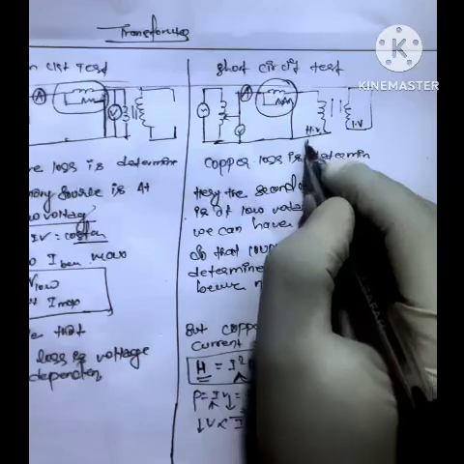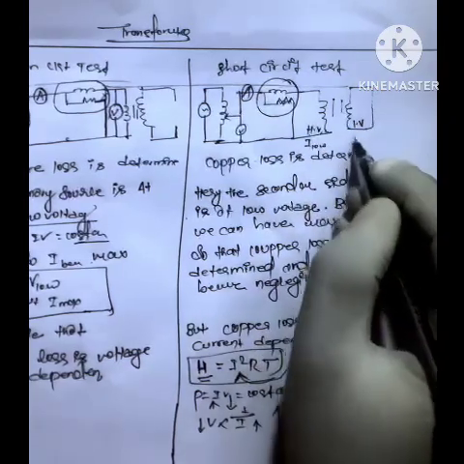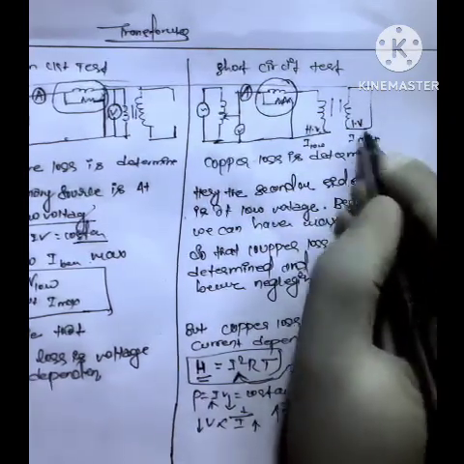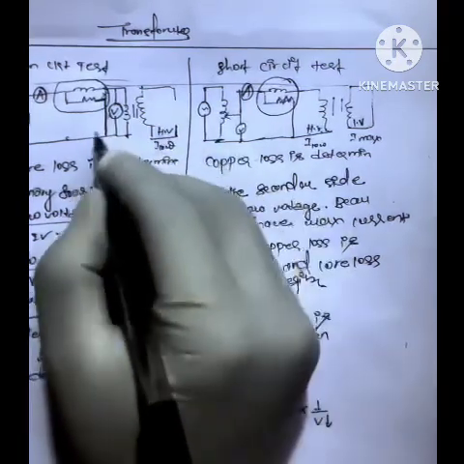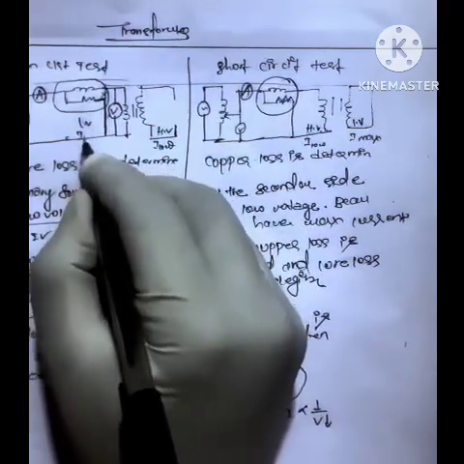High voltage means I is low. Low voltage means I is maximum. This is the high voltage side, so I is low. This is the low voltage side, so I is maximum.